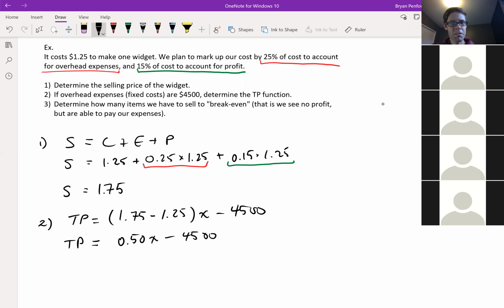So here's our total profit function, given the information that we know about the question. Essentially, the profit is 50 cents per widget that we sell, and then we have this subtraction of the fixed costs of $4,500. So that would be how we answer part 2.